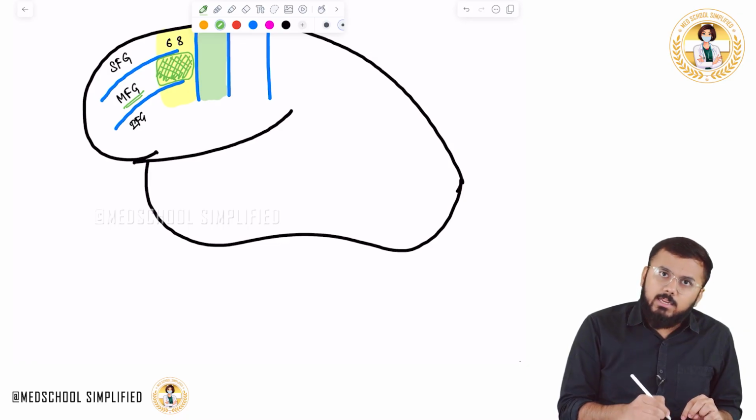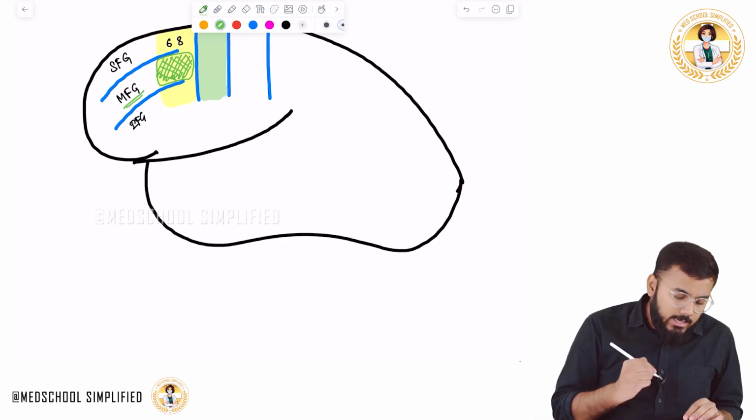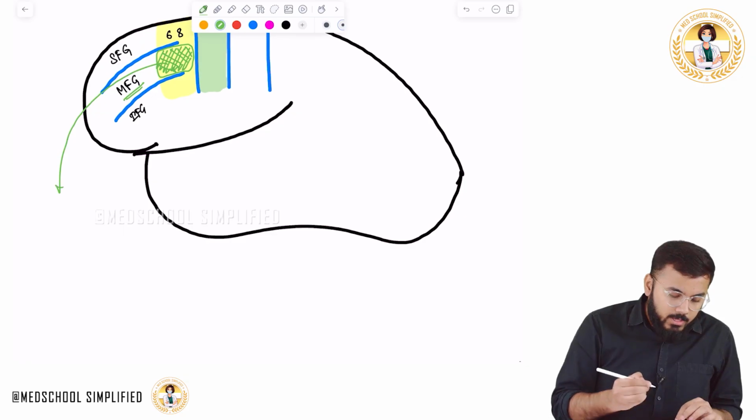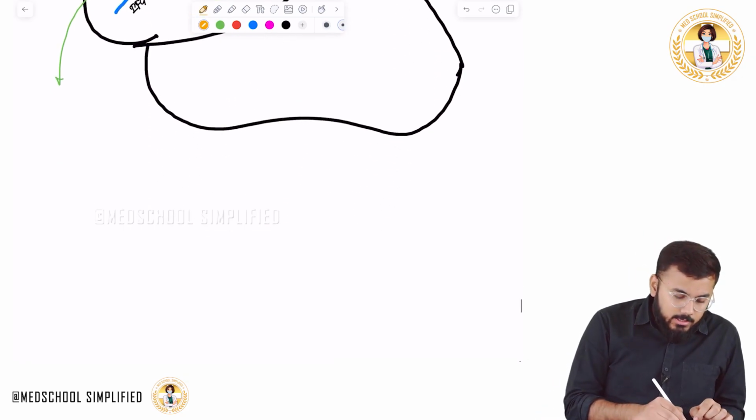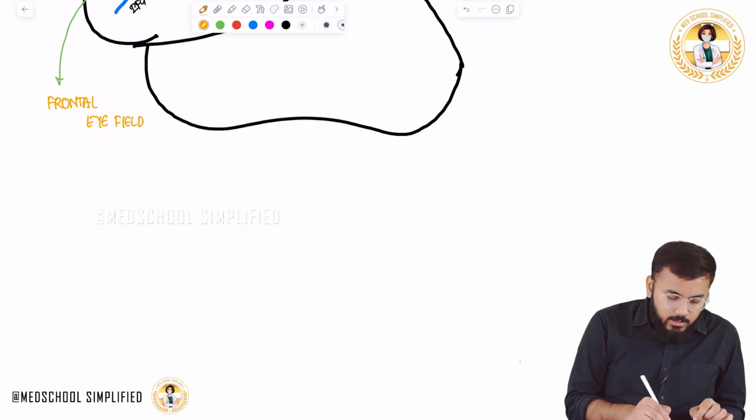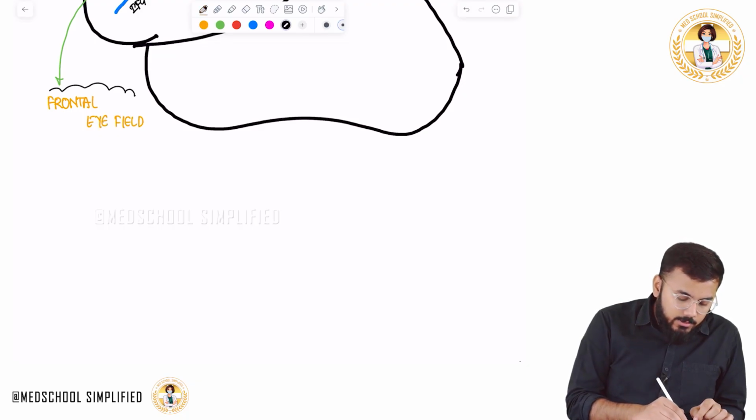What is the name of this area? Still 6 and 8 only. But this area has got another name also. The name of this area is frontal eye field. Okay. This area is called frontal eye field. So this is the name that is given to this area.